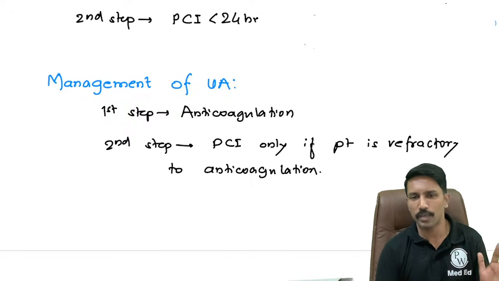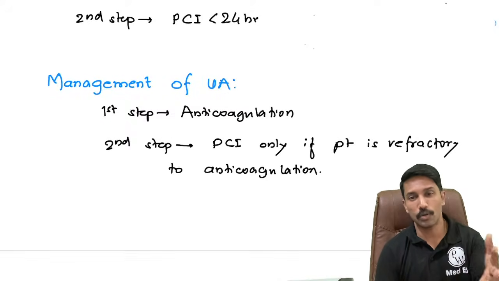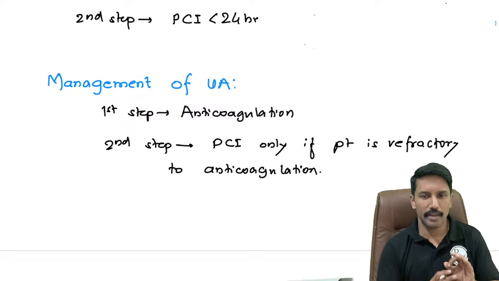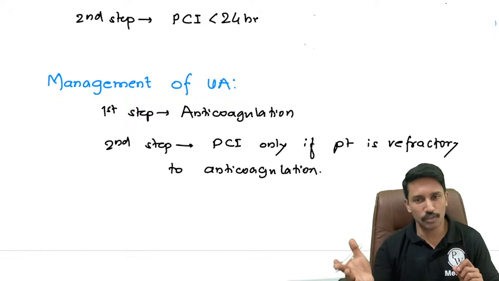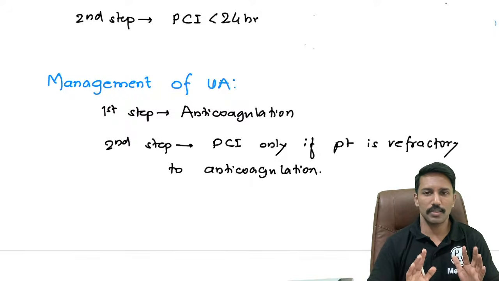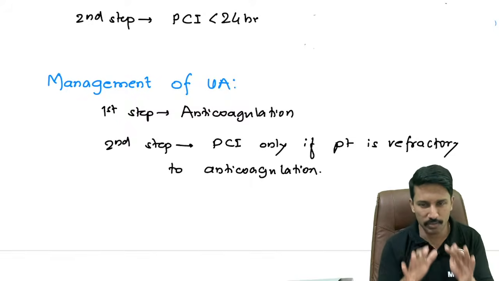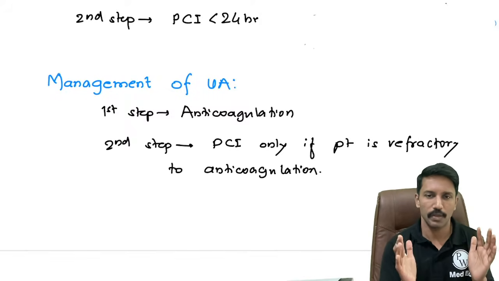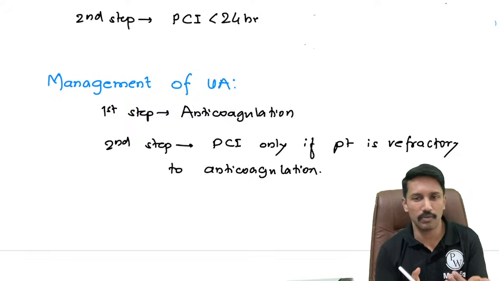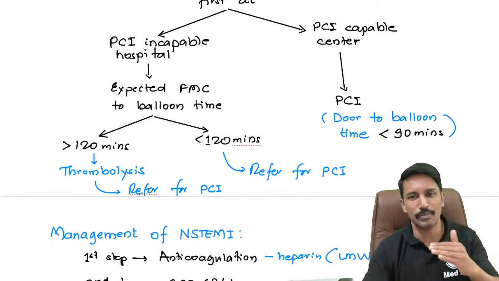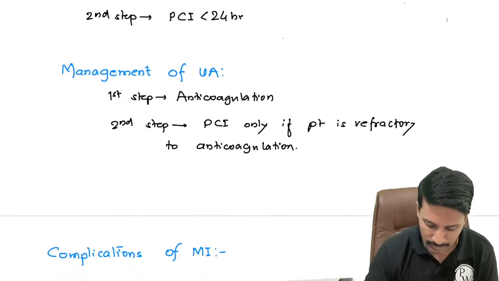NSTEMI, STEMI, for both of them we do angioplasty. STEMI ideally within 90 minutes. Not possible, think of getting it done within 120 minutes by referral. Not possible, then thrombolysis. In NSTEMI, anticoagulation and do angioplasty in the next 24 hours. In unstable angina, you don't have to think of angioplasty first. Just start anticoagulation. If all goes well, patient's pain comes down, send him home. But if the pain persists despite giving anticoagulation, then only we do angioplasty. Okay, so you have to remember this. This is the summary of the acute coronary syndrome.